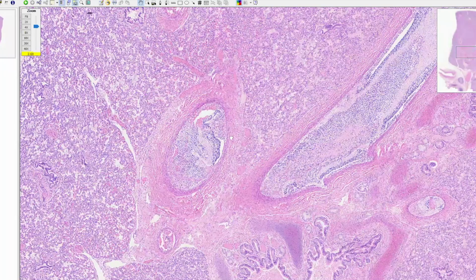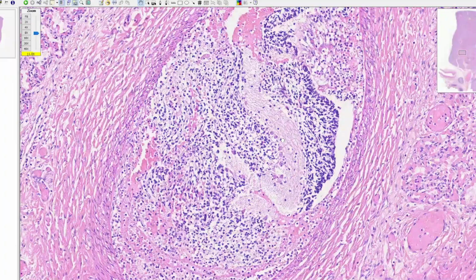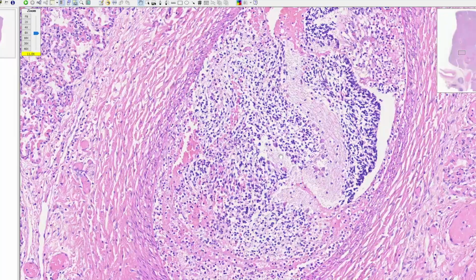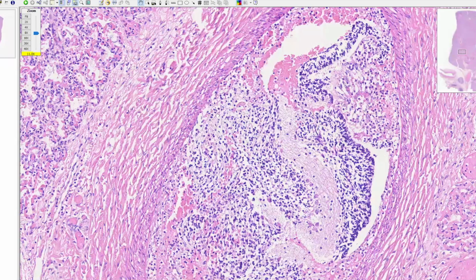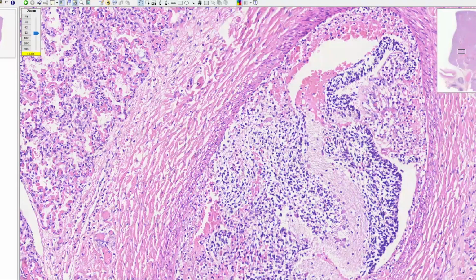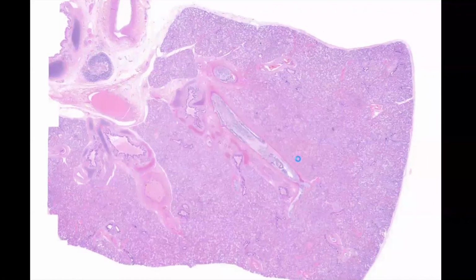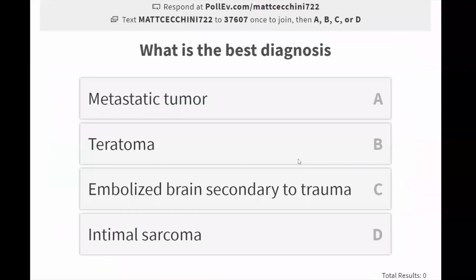There's another vessel here that has similar appearing cells within this vasculature here. It's a bit of an interesting case. So what do we think of the diagnosis? What do you think the best diagnosis is?